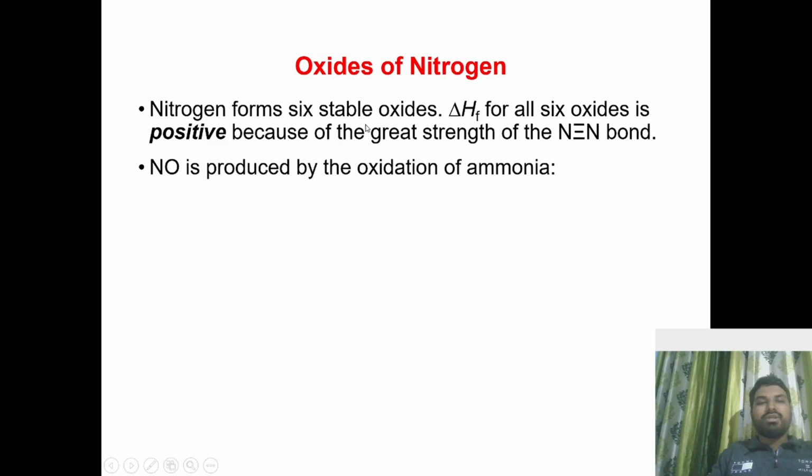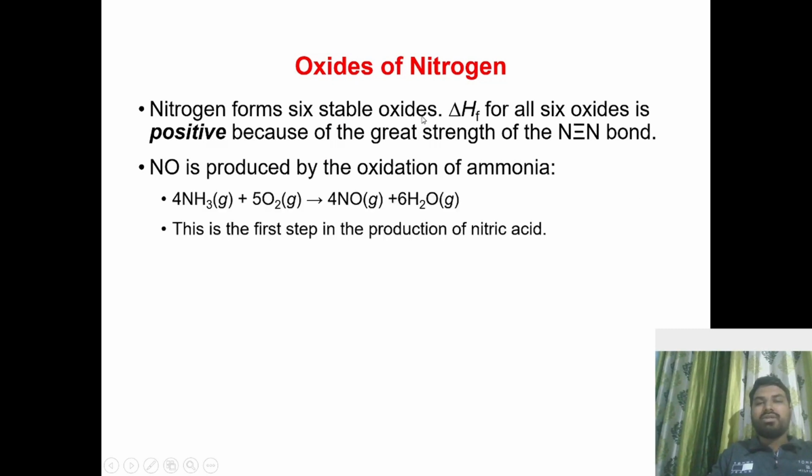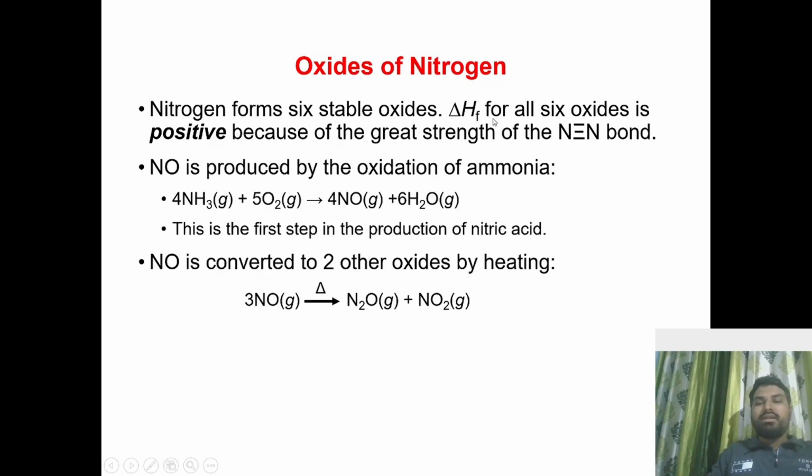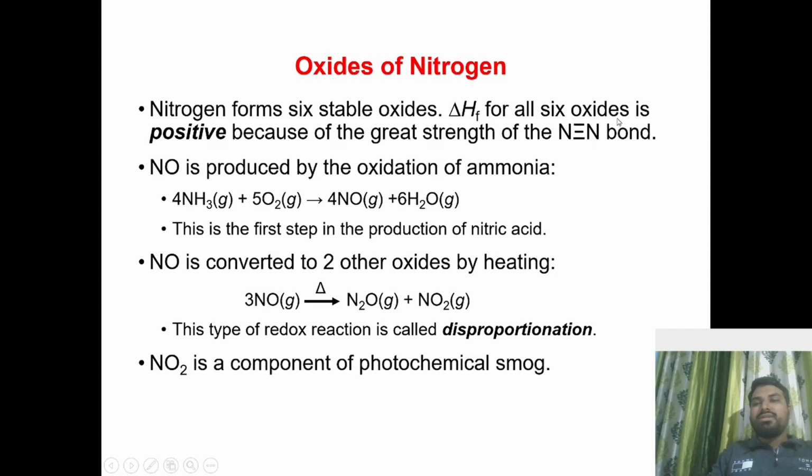Oxides of nitrogen. Nitrogen forms 6 stable oxides, and delta Hf for all 6 oxides is positive because of the great strength of the nitrogen triple bond, N≡N. NO is produced by the oxidation of ammonia. This is the first step in the production of nitric acid. NO is converted to two other oxides by heating. This type of redox reaction is called disproportionation.